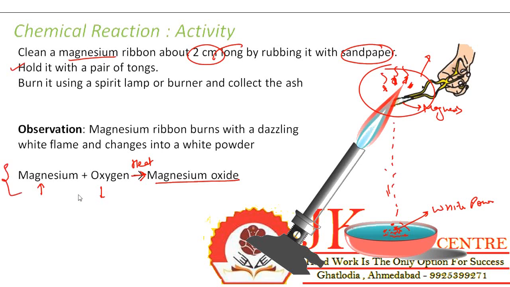I'm just repeating it here. In this scenario, what we have seen is that there's a magnesium ribbon that got oxygen from the surrounding, because we didn't add anything to that. We just had a magnesium ribbon. We heated it up. On heating, we got magnesium oxide, because this white powder is nothing but magnesium oxide.